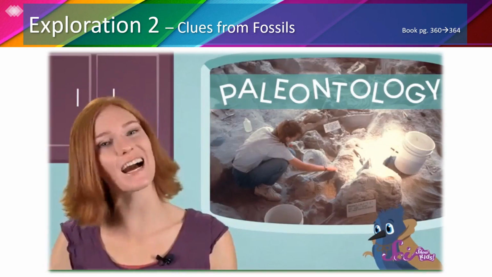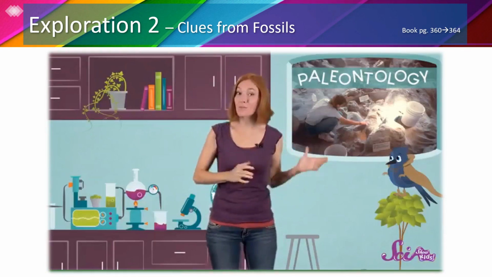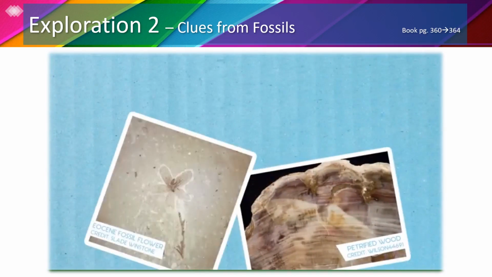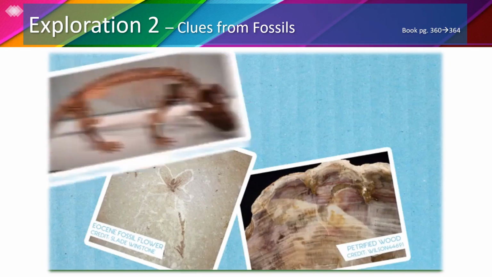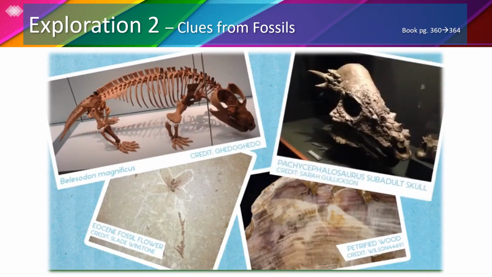Paleontologists use all of these kinds of fossils to find out more about the history of life on Earth. For example, they've learned about extinct trees and flowers that lived millions of years ago. They found bones of some of the earliest known mammals. And of course, if it weren't for fossils, we wouldn't even know dinosaurs existed.